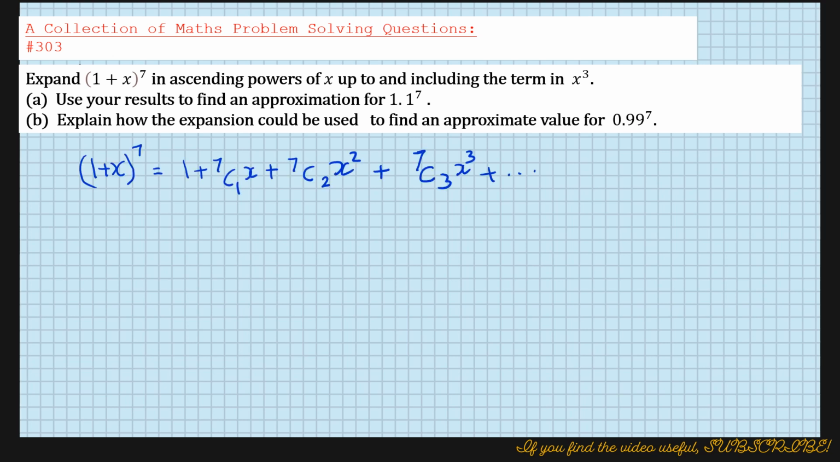So to expand 1 plus x to the power 7, it would go this way: 1 plus 7C1 times x plus 7C2 x squared plus 7C3 x cubed, and it goes on up to x to the power 7. But we needn't write all that because they only want us to expand it up to x cubed. So we stop at x cubed. Breaking the terms down, 7C1 would give you 7.